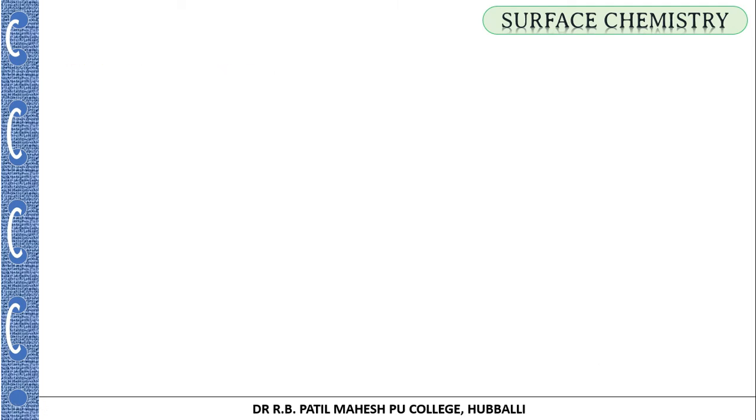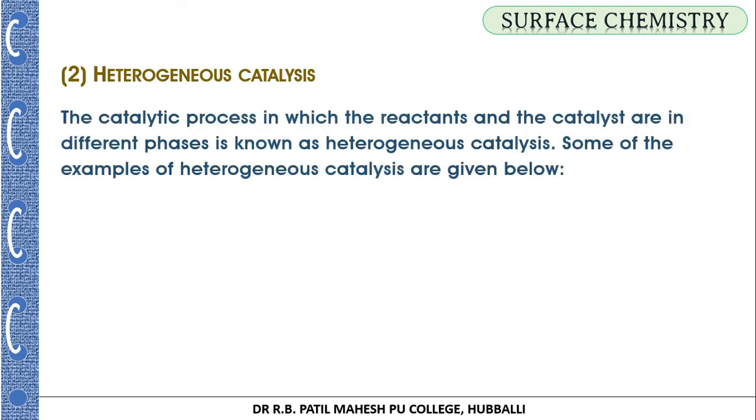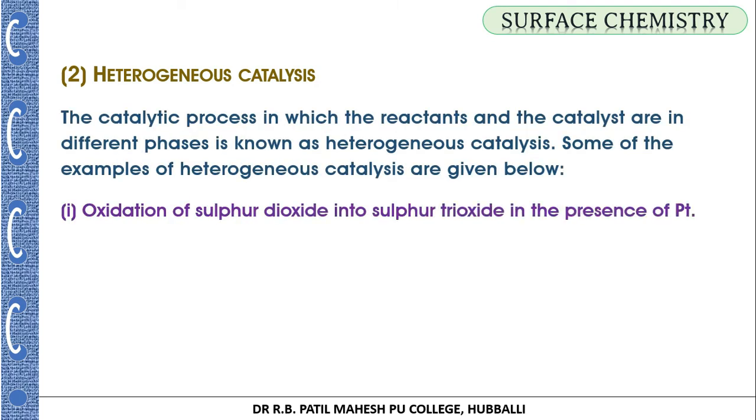Students, now let us see the second type, that is heterogeneous catalysis. As the name itself indicates, in heterogeneous catalysis the reactants and the catalyst are present in different phases. An example is the oxidation of sulfur dioxide to sulfur trioxide in the presence of solid platinum as the catalyst. In this reaction, sulfur dioxide and oxygen are in the gas phase, whereas platinum is in the solid phase. Hence it is an example of heterogeneous catalysis.